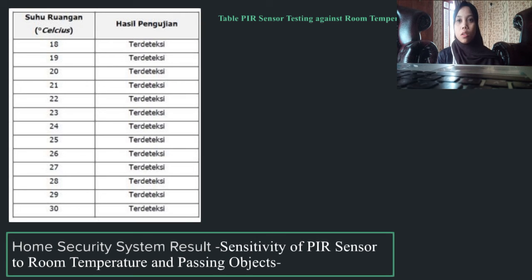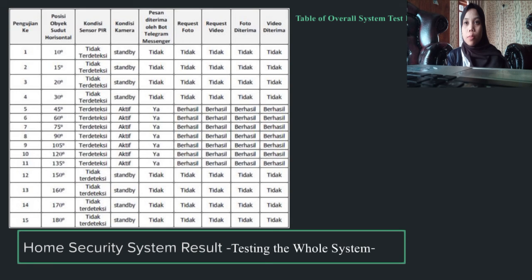This is the sensitivity of the PIR sensor to room temperature and passing objects. Based on the table above, it can be concluded that in the experiment, a room temperature of 18 to 30 Celsius did not have a significant effect on the success of the PIR sensor in detecting a presence, a movement, or an object. This is a table of overall system testing.